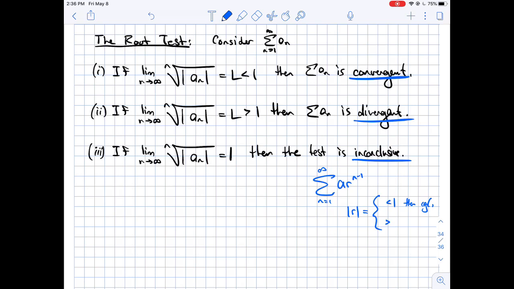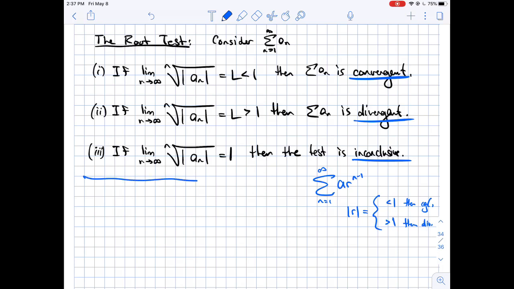If it was larger than 1, then we had divergence. And if it was equal to 1, for the geometric series, it was also divergent. But let's focus on these two possibilities first. Let's look at what happens if it was less than 1 or larger than 1, and see how that applies to the root test.